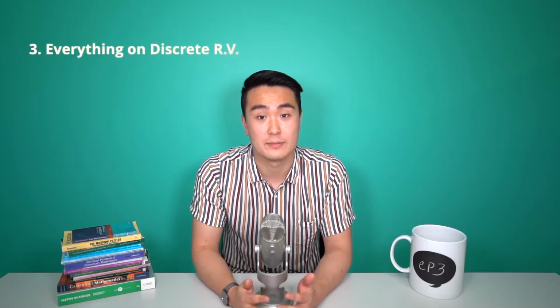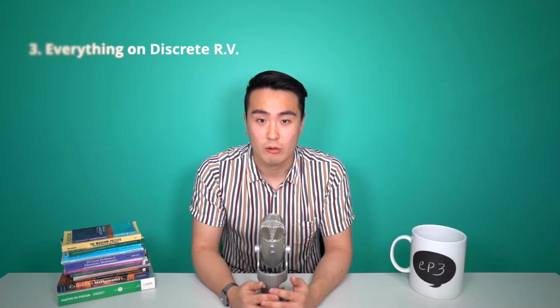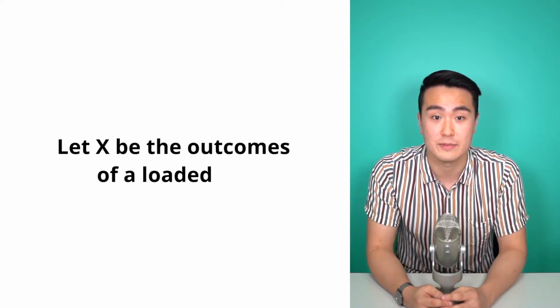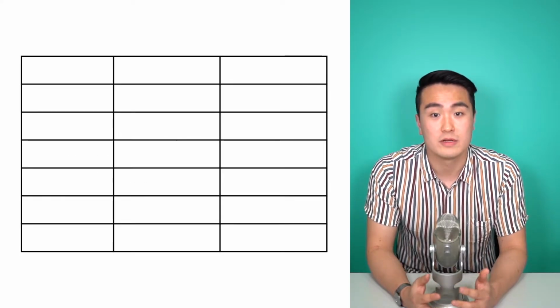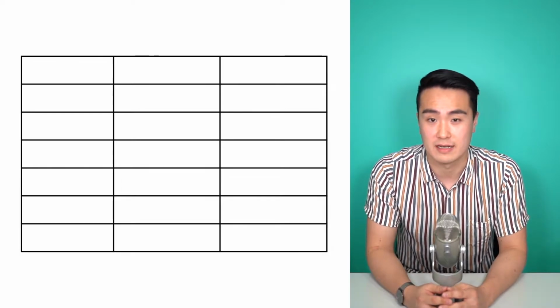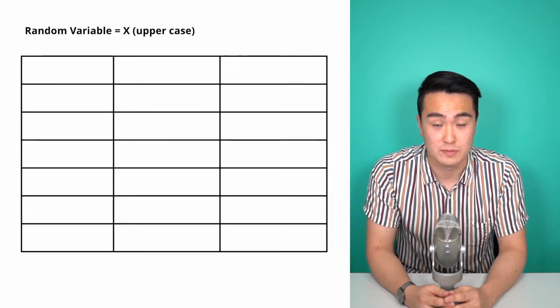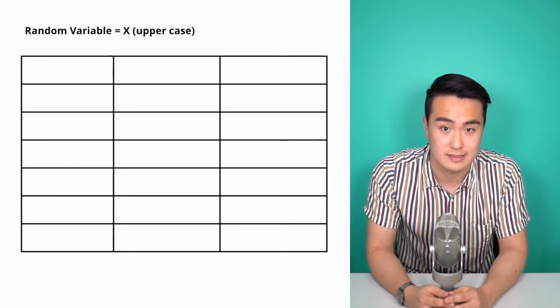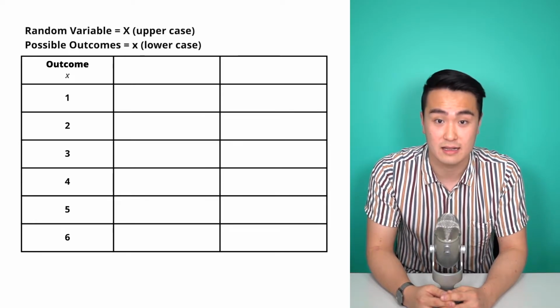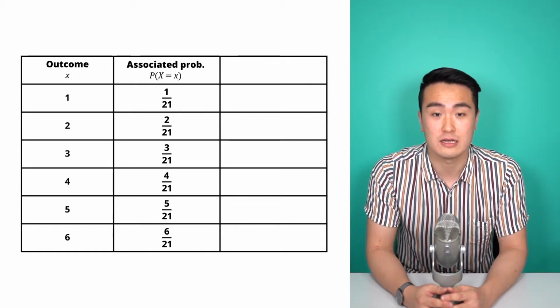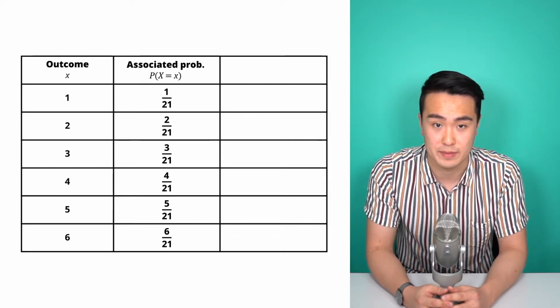So let's look at an example of a discrete random variable. When we first start any question, we must define what the random variable is. So let's write, let the random variable X be the outcome of a loaded die. Now, we want to construct a table of values for our random variable. Fun fact, we conventionally label random variables in uppercase, so we have capital X. Possible outcomes are then labeled as lowercase x. Now we fill in the associated probabilities of each outcome happening.